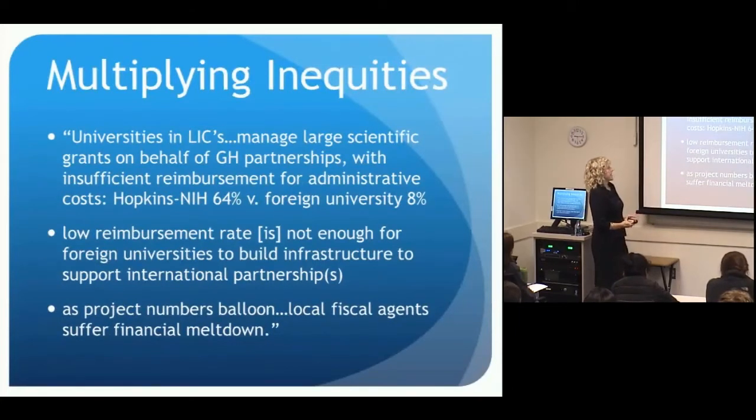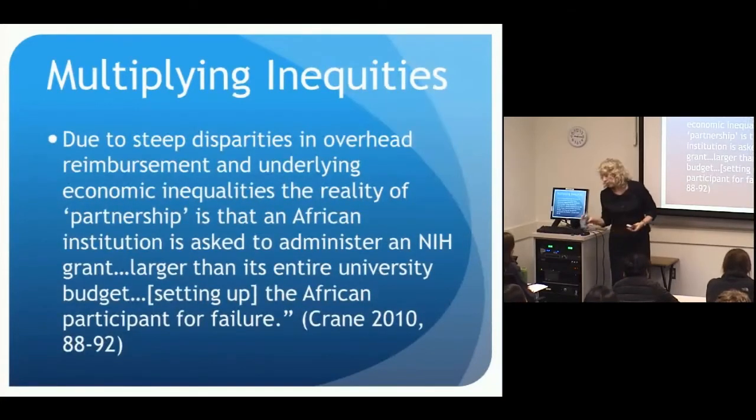Also, they have to manage large scientific grants on behalf of global health partnerships with insufficient reimbursement for administrative costs. If you just look at one statistic, Hopkins from NIH gets 64%, and the foreign university where virtually all, or most, of the work is done gets 8%. The low reimbursement rate is not enough for foreign universities to build the infrastructure they need to support those initiatives. And so as the project numbers balloon, with Harvard, Tufts, everyone else claiming their piece of the pie, the local fiscal agents suffer a financial meltdown. So due to steep disparities in overhead reimbursement and underlying economic inequalities, the reality of partnership is that the African institution is asked to administer a grant that's larger than its entire university budget.